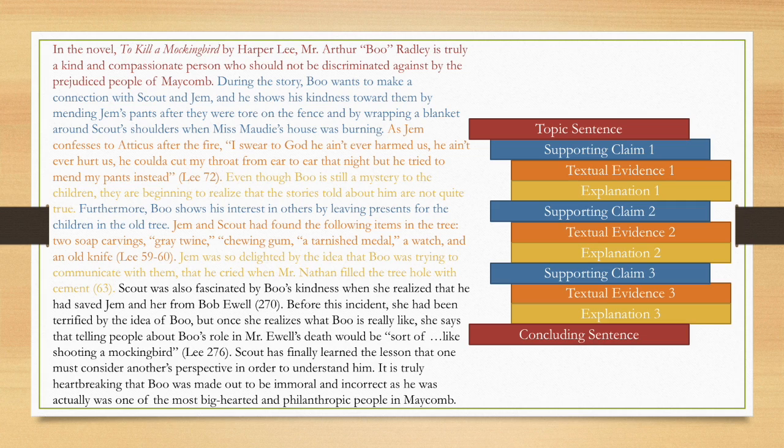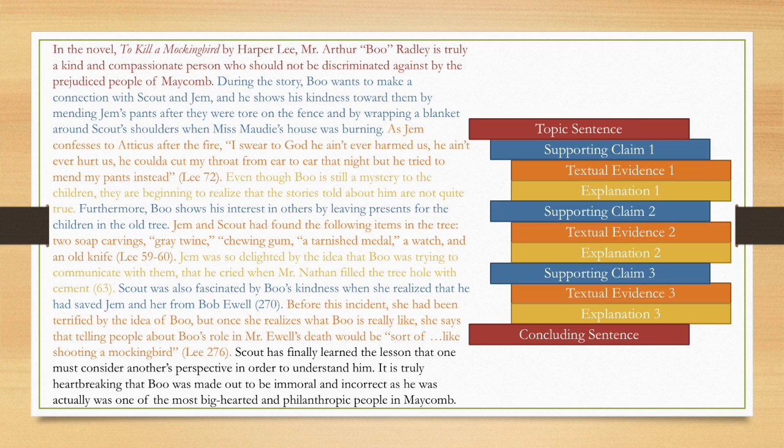"Scout was also fascinated by Boo's kindness when she realized that he had saved Jem and her from Bob Ewell." So this is another supporting claim. Now we have 3 chunks in an 11-sentence paragraph. This is our third supporting claim, so this is the beginning of our third chunk. "Before this incident, she had been terrified by the idea of Boo, but once she realizes what Boo is really like, she says that telling people about Boo's role in Mr. Ewell's death would be sort of like shooting a mockingbird."